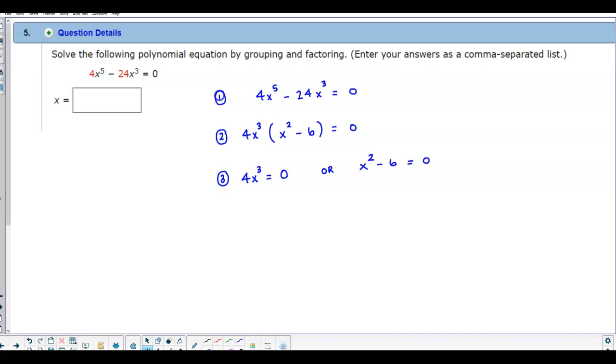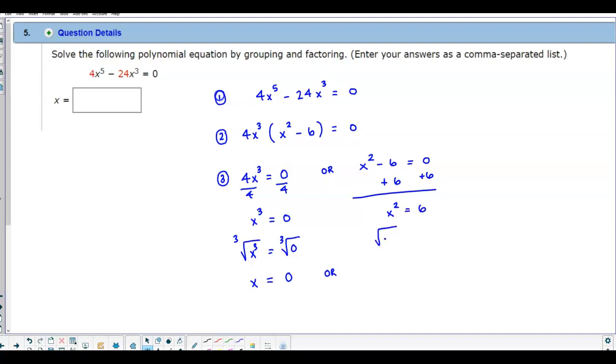Now on the left hand side, if we divide both sides by 4, we get x cubed, which is equal to 0. So now if we take the cube root of both sides of the equation, we get x, which is equal to the cube root of 0, which is just 0. On the right side, we're going to add 6 to both sides. So we have x squared, which is equal to 6.